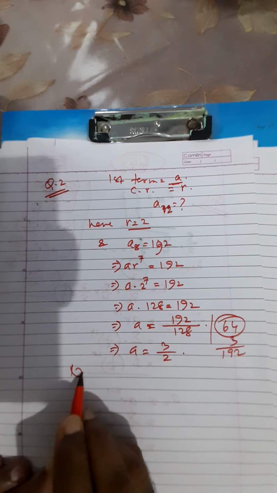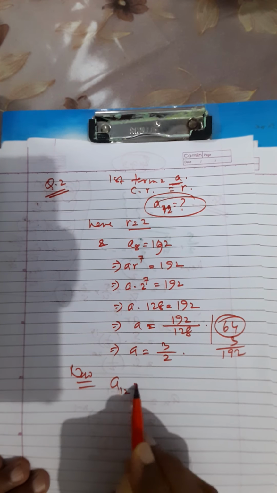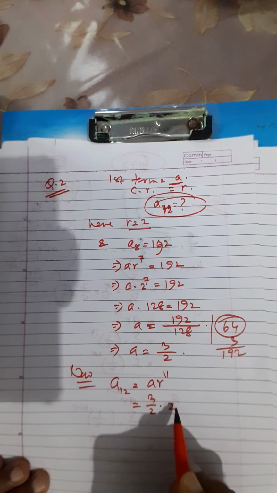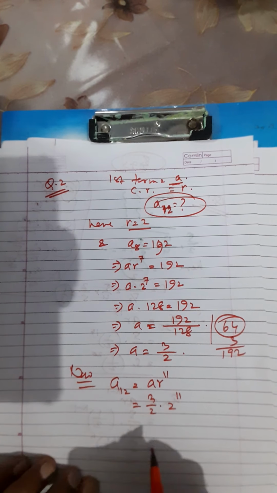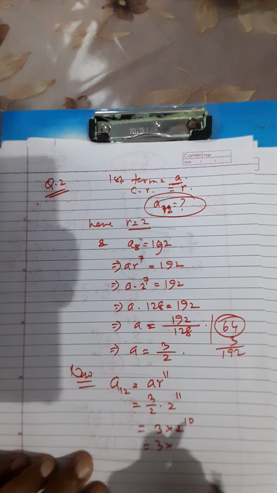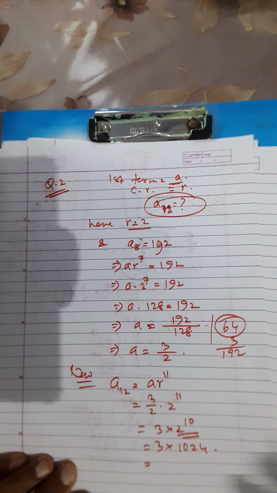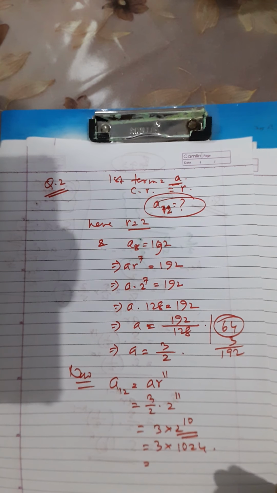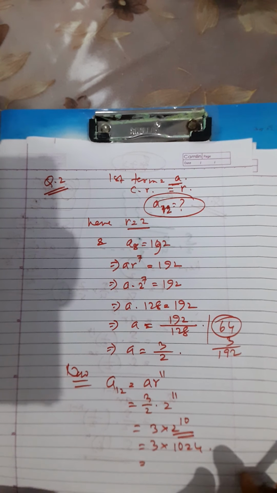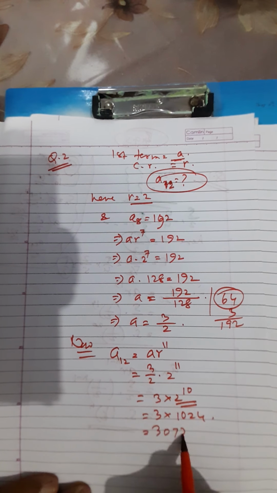Now what do we need to find out? A12. A12 is equal to A r to the power 11. Put the values: A is 3 by 2, r to the power 11 is 2 to the power 11. So we get 3 into 2 to the power 10, which is 3 into 1024. At least 2 to the power 10, we have to remember ourselves. Then it will be easy to write, otherwise it will take time. So if we multiply, we get 3072, this is the answer.